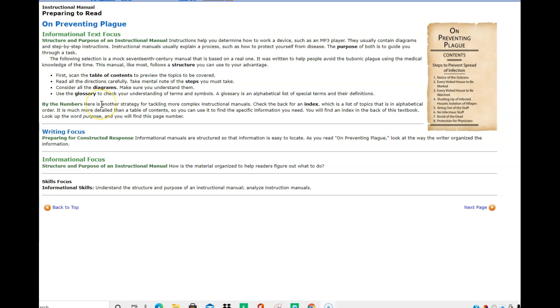By the numbers. Here's another strategy for tackling more complex instructional manuals. Check the back for an index, which is a list of topics that is in alphabetical order. It is much more detailed than a table of contents, so you can use it to find the specific information you need. You will find an index in the back of this textbook. Look up the word purpose. You will find this page number.